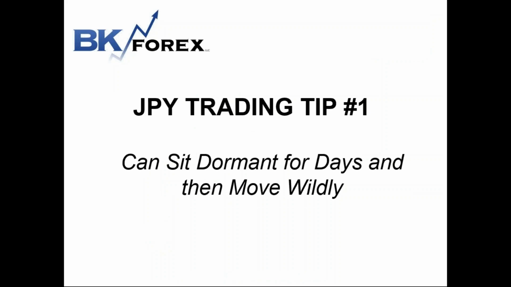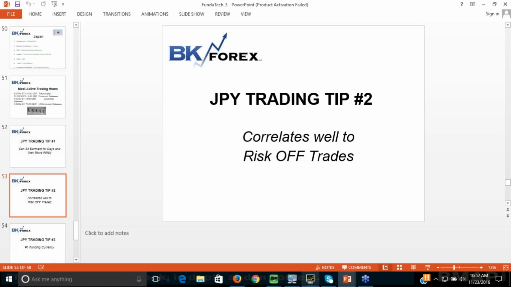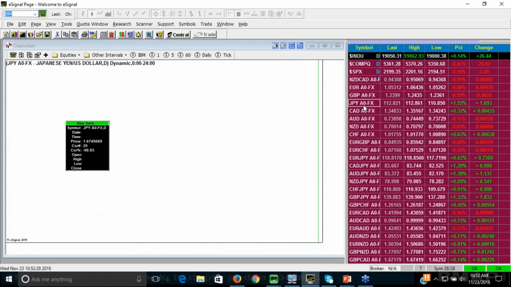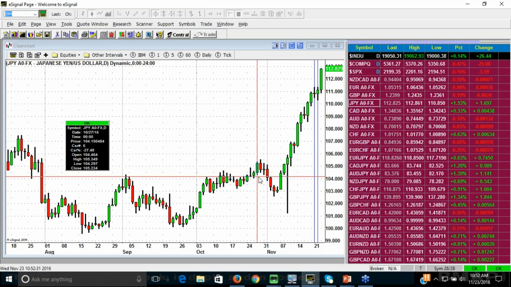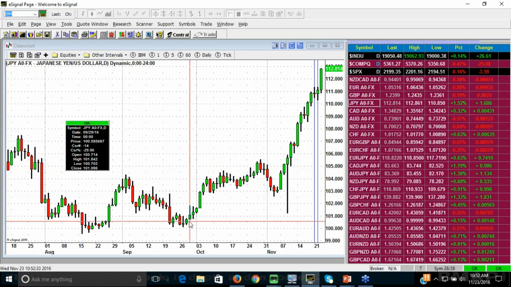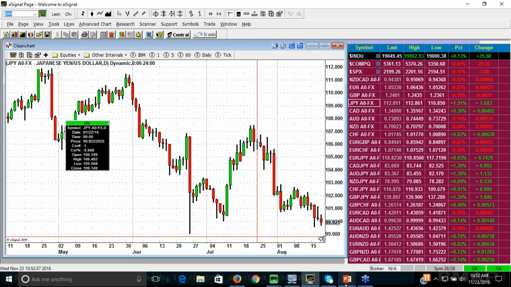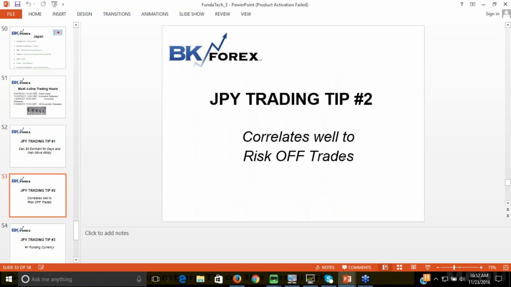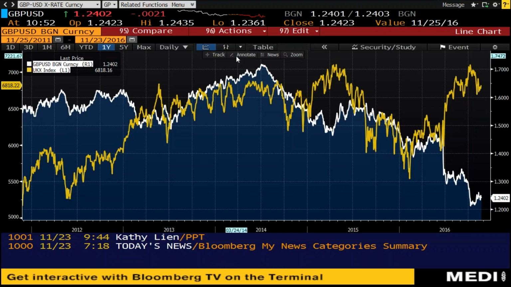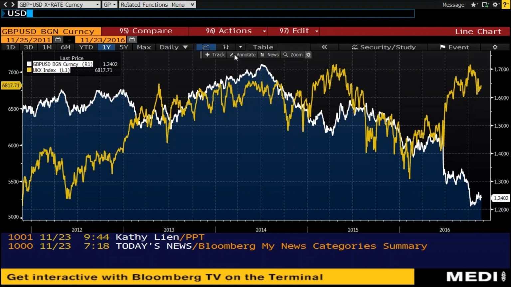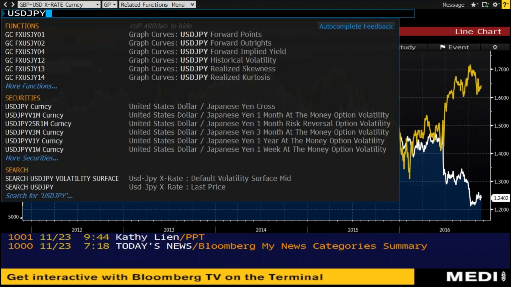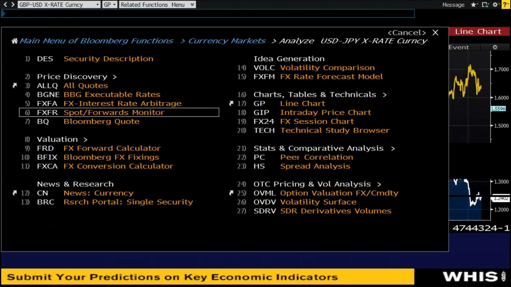The first trading tip for the Japanese yen is that it can sit dormant for days and then move wildly. We see that with dollar-yen. Dollar-yen can be consolidative and then power higher. Consolidative, and then when it trends, it can trend for many, many days at a time. Correlates well to risk-off trades. We looked at this in the past where I showed you dollar-yen has a very strong correlation with risk appetite.